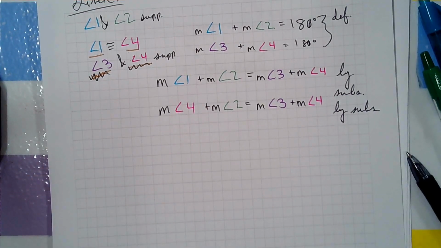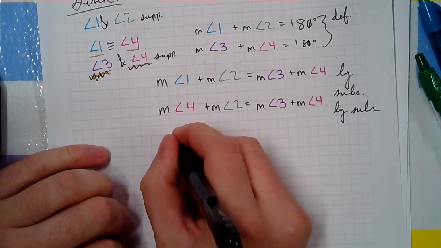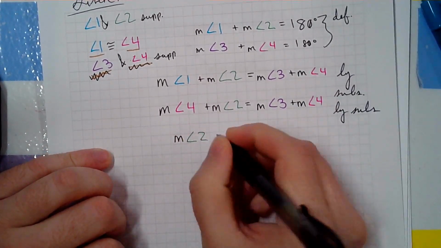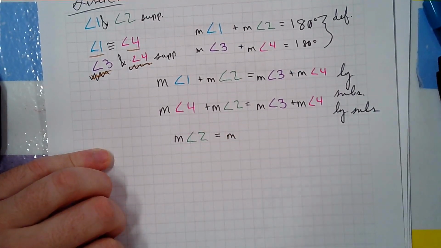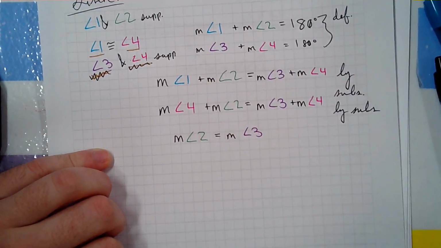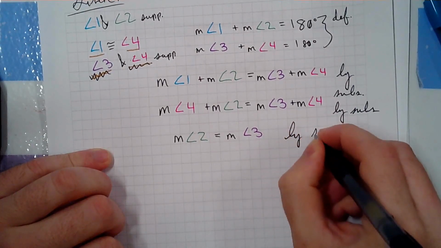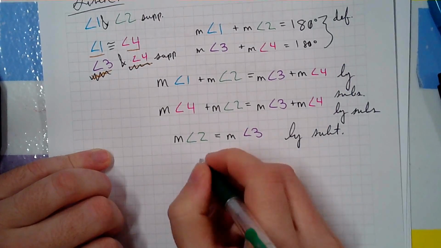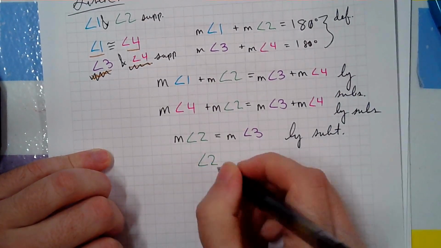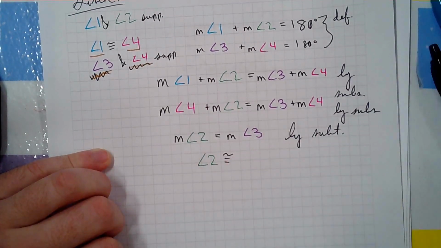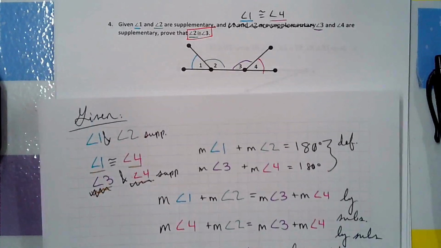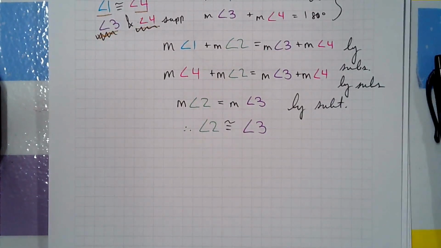Good question. All right, so I'm going to subtract angle 4 from both sides, and what happens is I get this. Measure of angle 2 equals the measure of angle 3. And that was by subtraction, S-U-B-T. And then our last step is to show that angle 2 is congruent to angle 3. Which is what they wanted, right? 2, then 3, in that order. Yep. Swag box.